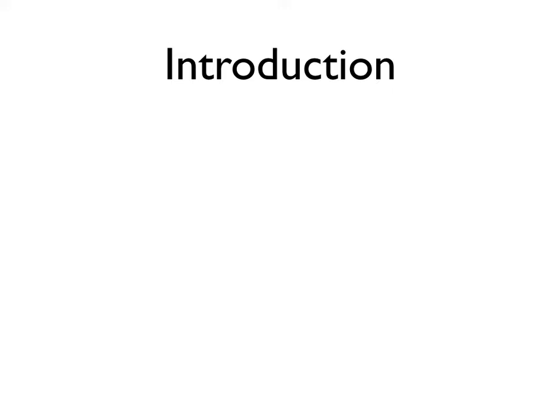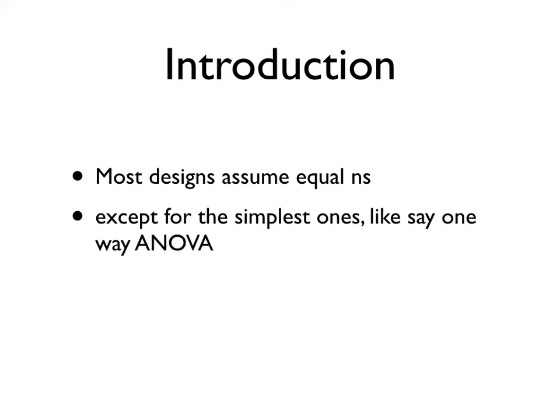should avoid hierarchical designs. So most designs actually assume equal Ns. Okay? Notice how I call it n in all the designs we talked about. Say n equals 5, n equals 4. I'm saying equal number of subjects per group, except for the simplest ones, like a one-way analysis of variance. A one-way between subjects analysis of variance, you can have different numbers of subjects per group.